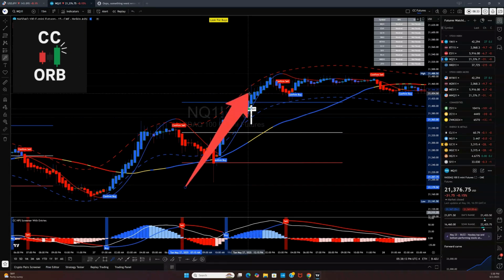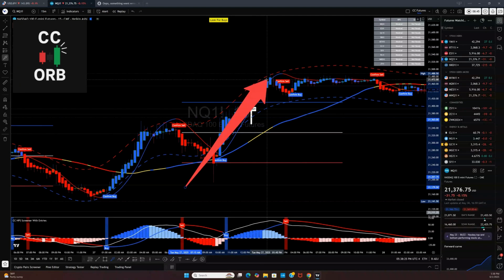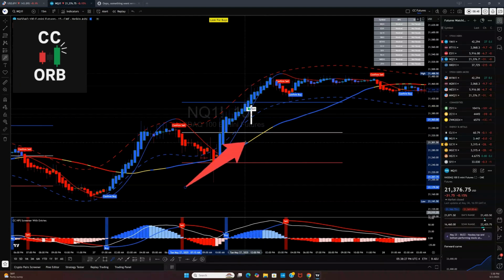Price broke out of the CC ORB. We have a buy signal indicating price is bullish and we have momentum in the market. So this small move on NASDAQ right here would have made you a lot of money on the futures. And then where am I going to take profit? Well, that depends on how you trade. You can trade to different levels in the market, and the indicator is going to give you these different levels.